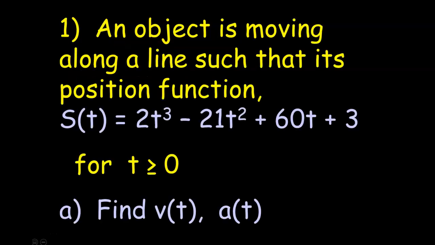All right, so let's try a couple problems, and then you have a couple problems for homework, okay? And I'll provide the answers on the slide that I provide. So an object is moving along a line such that its position function is 2t cubed minus 21t squared plus 60t plus 3 for t greater than or equal to 0. It says find the velocity and acceleration.